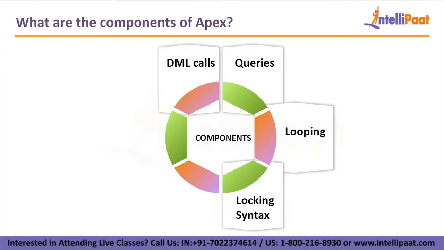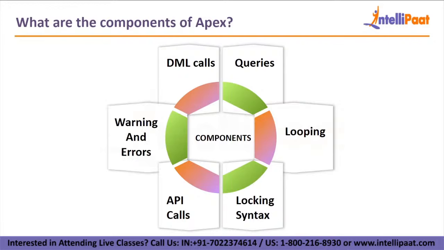Locking syntax. Record update conflicts are avoided by using a locking syntax. API calls. Custom Apex methods may be used to create custom API calls. And finally, warnings and errors. When a user tries to update or remove an Apex-referenced custom object or field, warnings and errors are displayed.